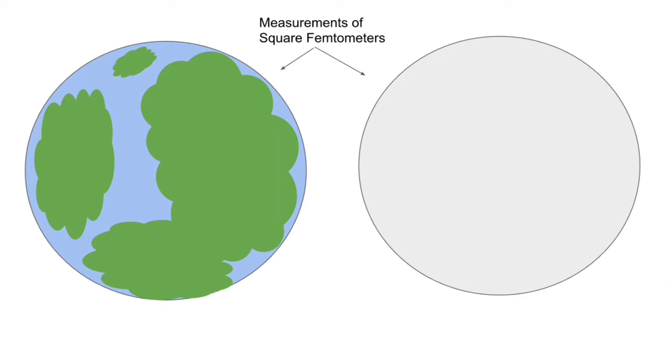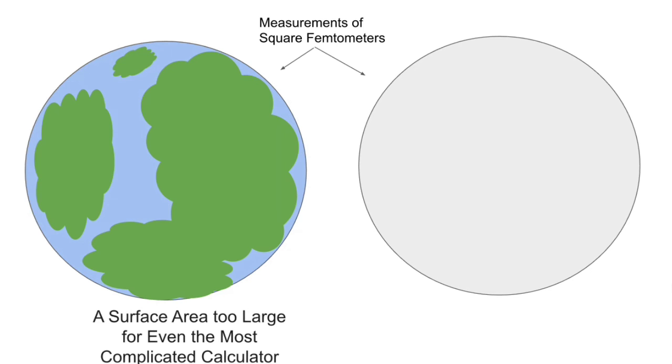Let's say that you use measurements of square femtometers, which for your information is an extremely small unit of measurement. This means that Earth's surface area will be a number too big for even the most complicated calculator ever created to be able to comprehend, whereas a smooth planet would have a surface area of the 49,763 square miles that we calculated earlier.